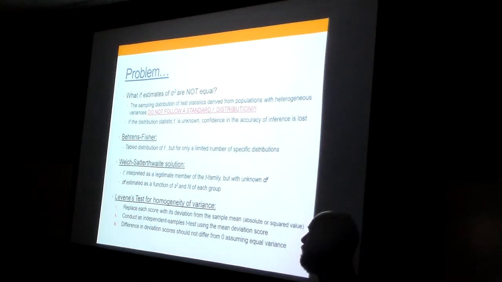So if we have a significant Levene's test, and there are some limitations with this, it suggests that we may have unequal variances, or the population variances from which these samples are drawn are not equal, okay? Essentially, what Levene's test is doing is taking each score in your sample and replacing it with its deviation from the sample mean. Okay?